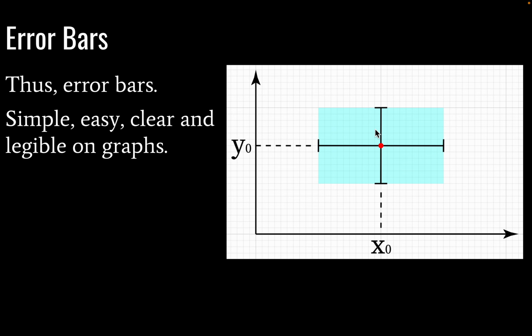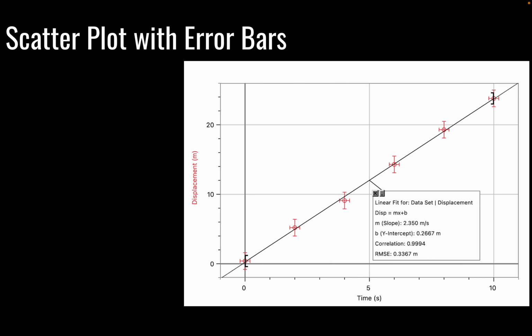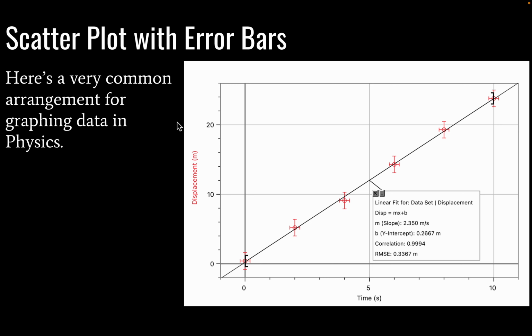So the advantage of error bars is that they're easy and clear and legible on graphs. They look great. See here, wow, that looks fantastic. So here's a scatter plot with error bars. And this was made using Logger Pro, and I'll probably throw a card in here for some of my Logger Pro videos as well. So you will be able to do this yourself.